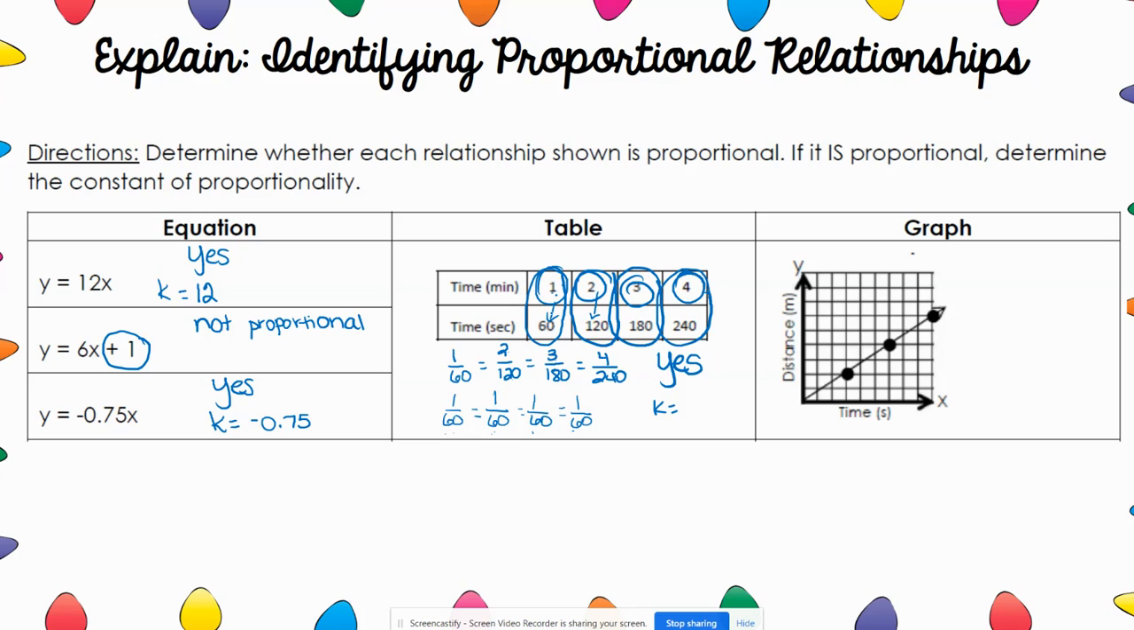Well, to get from 1 to 60, I would multiply by 60 because 1 times 60 equals 60. 2 times 60 equals 120. 3 times 60 equals 180. And 4 times 60 equals 240. So that means that the number being multiplied by x is 60.